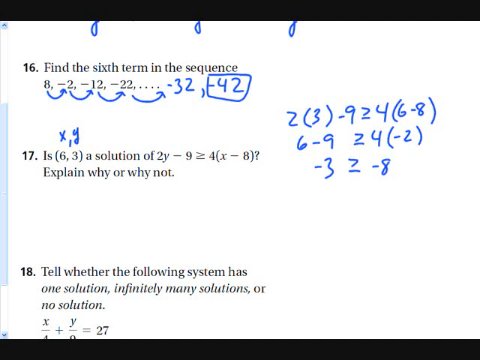And now I have to ask myself the question, is this true? Is -3 greater than or equal to -8? And the answer is yes, that is true. That does check out. So that means that (6, 3) is a solution. So yes, this is a solution. And the reason it's yes is because it holds true when we plug it into the inequality.